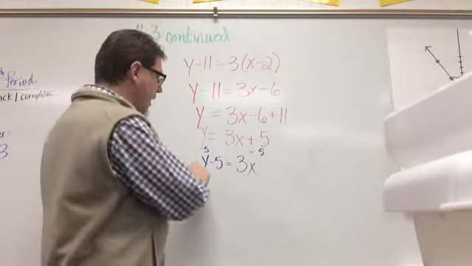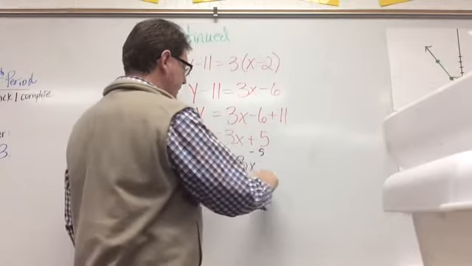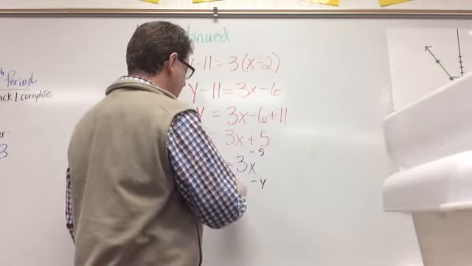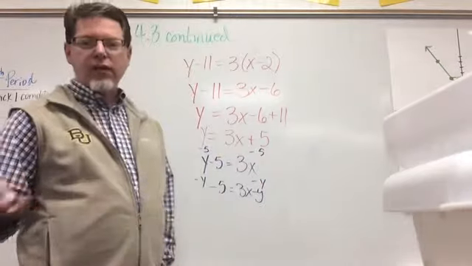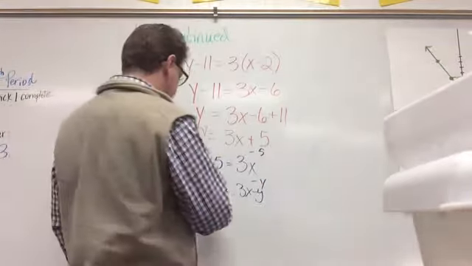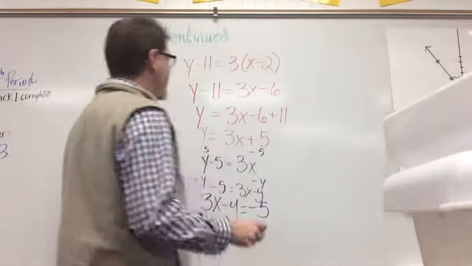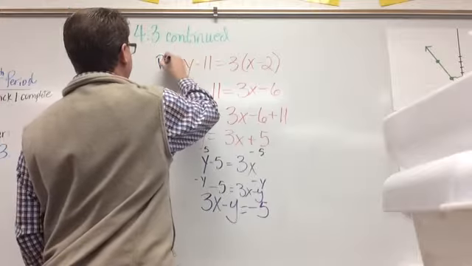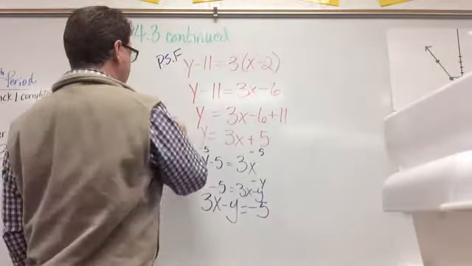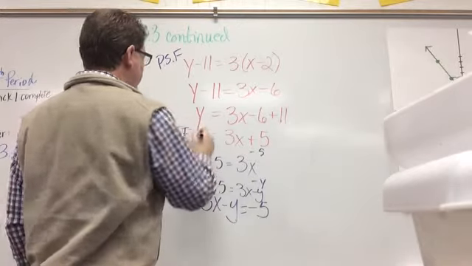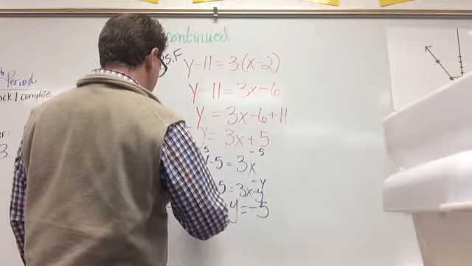Now I need to move the y to the same side as the 3x. So I'm going to subtract y from both sides. So I get negative 5 equals 3x minus y. And if that freaks you out, then you can just rewrite it as 3x minus y equals negative 5. So first I have it in point slope form, and then I have it in slope-intercept form, and then down here, I have it in standard form.